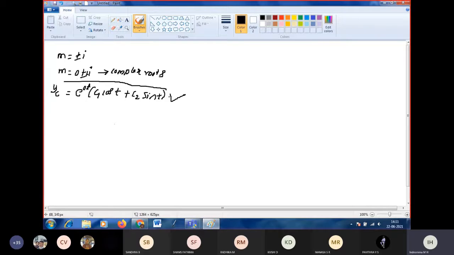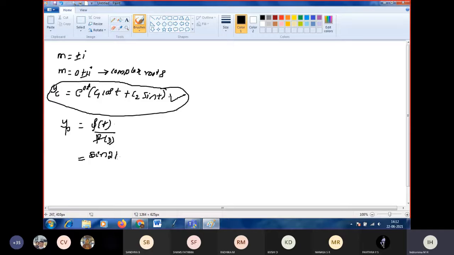You should highlight your answers. Next, go for yp. To find yp, what should we consider? yp = φ(t) by f(D). What is φ(t)? sin 2t. What is f(D)? D² + 1. Which type is it? Type 2, trigonometric function.